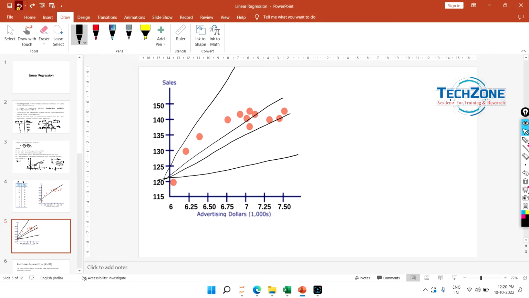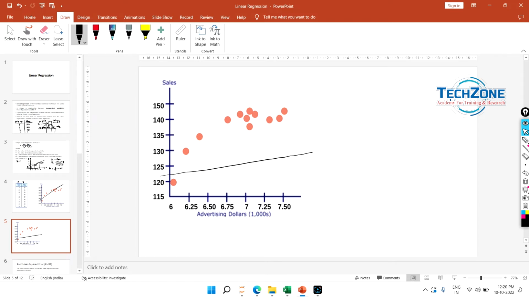I'll just erase the other points. First, let us go through this point. Let us first learn why the other line is not our required line or the best fit line. All the points that are on this line are our predicted values.